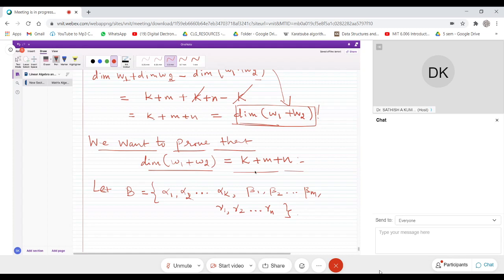Now because I want to prove that the dimension is k plus m plus n, I am considering this vector set. Now I want to prove this is a basis. If I prove this is a basis, then the dimension is k plus m plus n. So we have to prove that B is a basis.